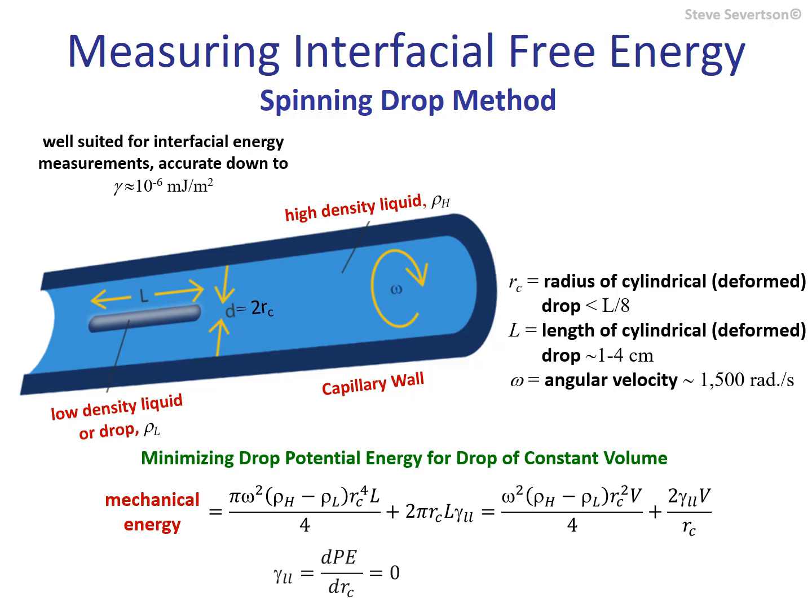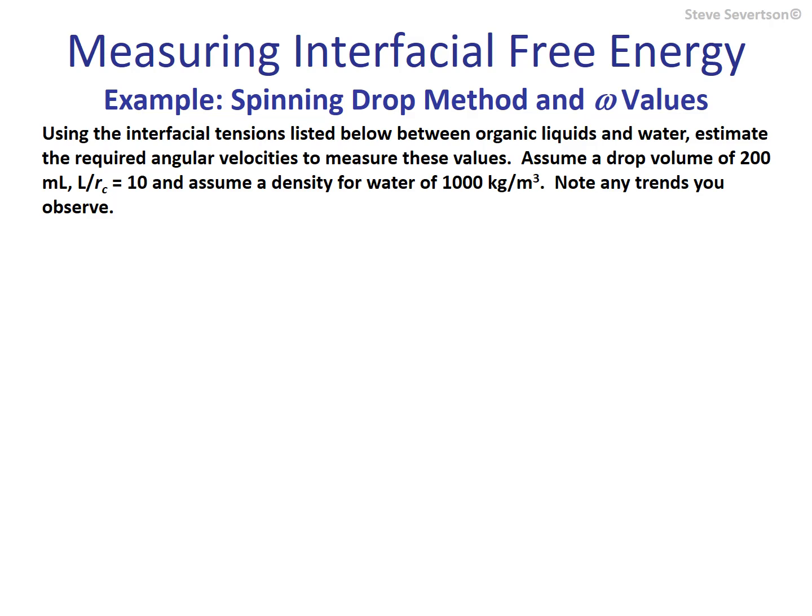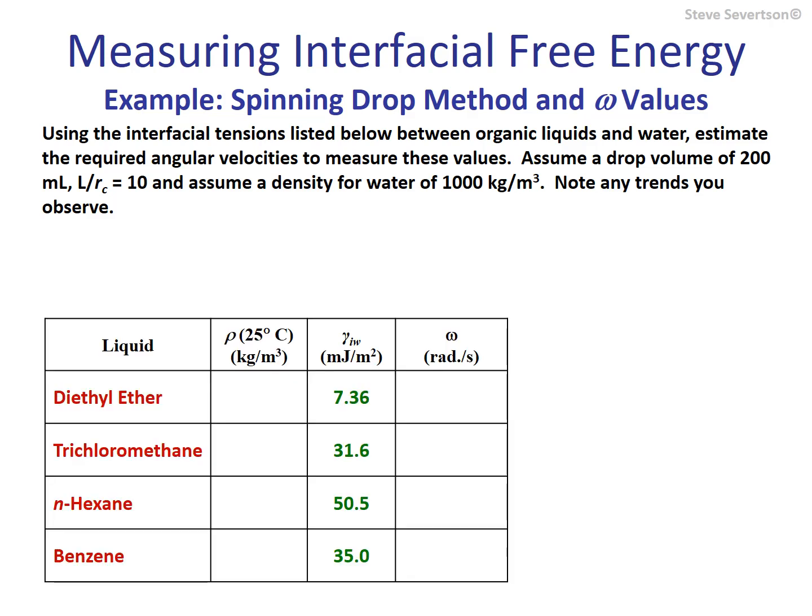Minimizing the cylinder's mechanical energy with respect to radius results in Vonnegut's equation shown here. The problem asks us to use the interfacial free energies listed between organic liquids and water to estimate the required angular velocities to measure these values. We can assume a drop volume of 200 milliliters, an L over RC value of 10, and a water density of 1,000 kilograms per meter cubed.